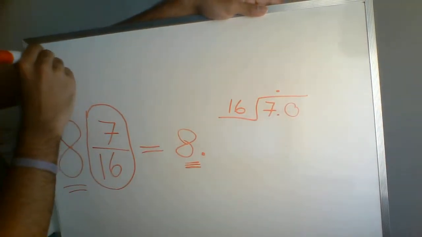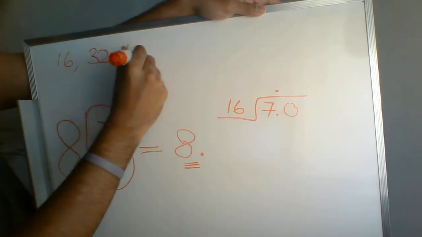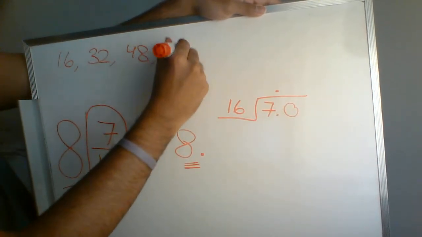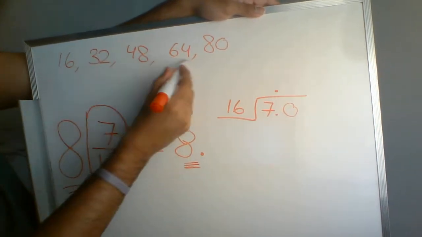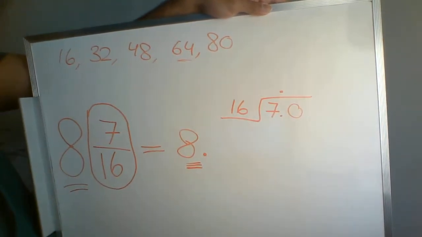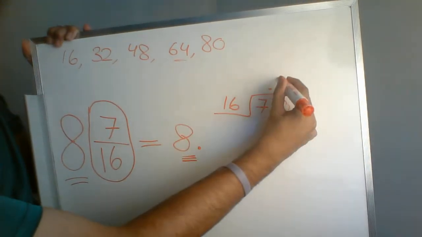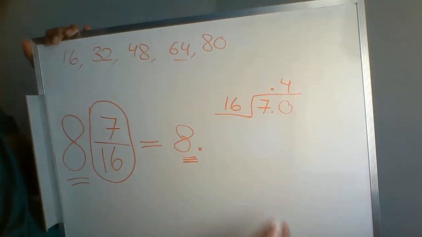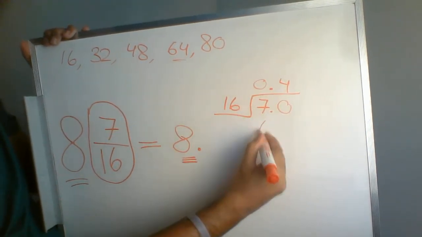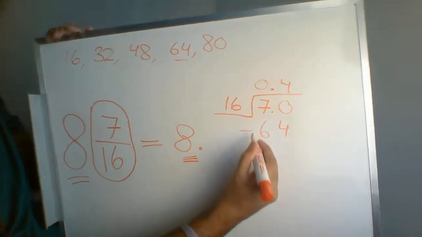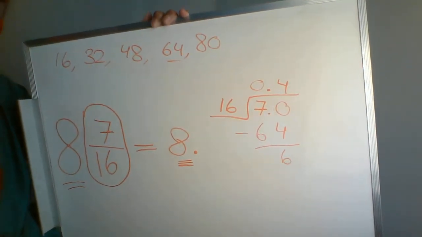If we count by 16, we get 16, then 32, then 48, then 64, then 80. Well, 80 is too big, so we'll have to stop at this 64 over here. That's going to give us 4 up top. So we get 0.4. We can put that 0 if you want. So we've got a 4 up there. 16 fours are 64, so we put that down here and subtract, and that leaves us with 6.